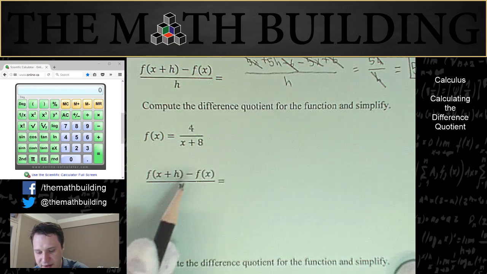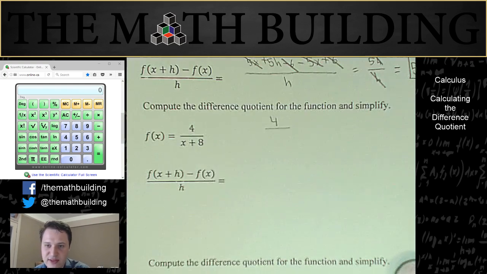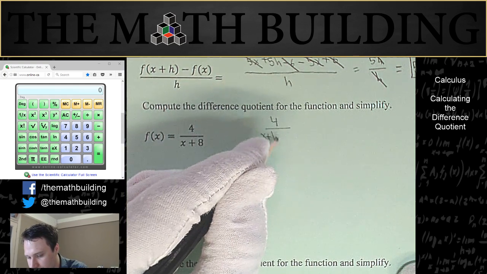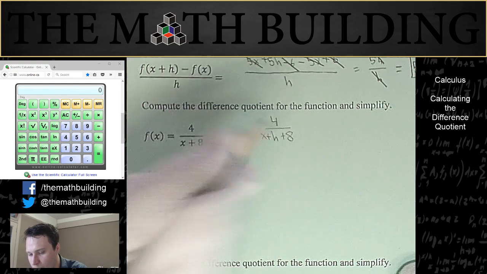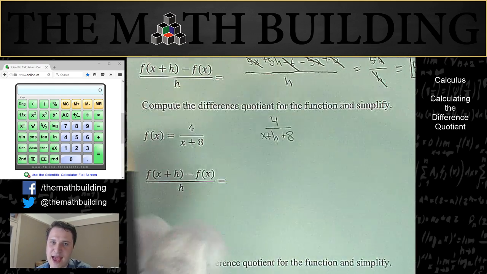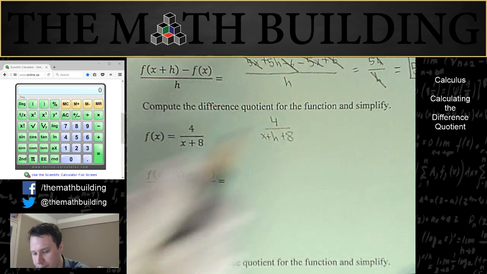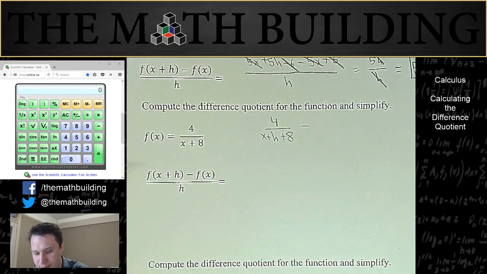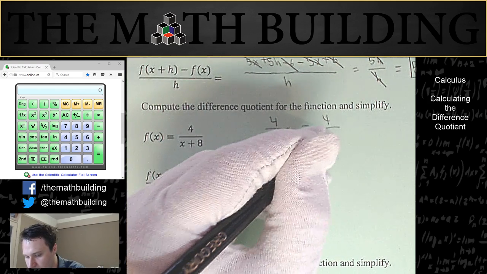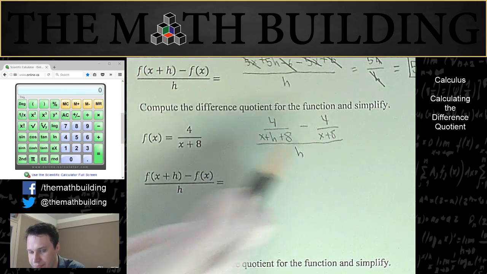First, let's do f of x plus h. So every time I see an x, I'm going to replace it with x plus h. Now, you should put that in parentheses, but since everything's being added, I'm just going to omit the parentheses for now. Then we're going to subtract f of x, which is 4 over x plus 8, and divide everything by h.